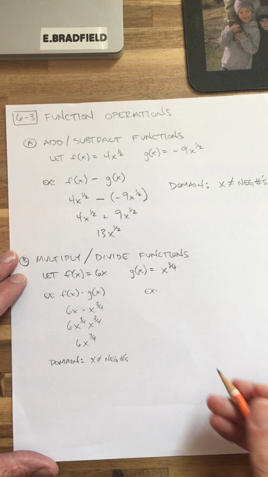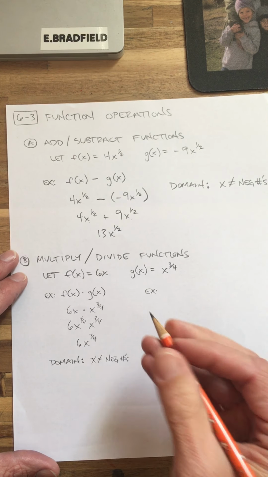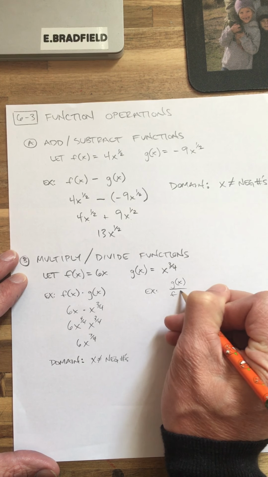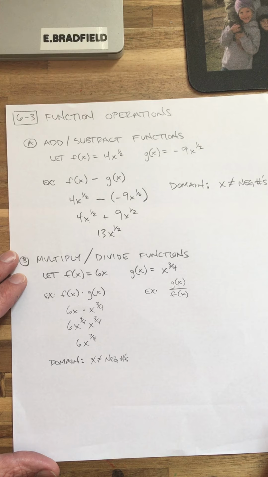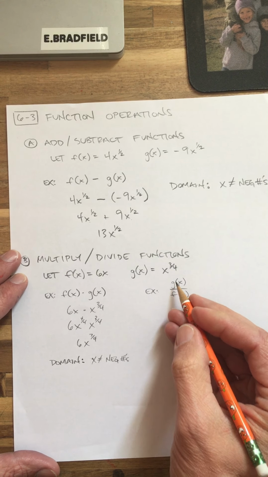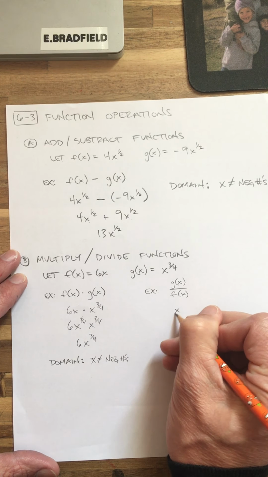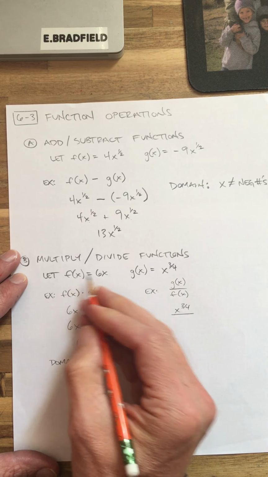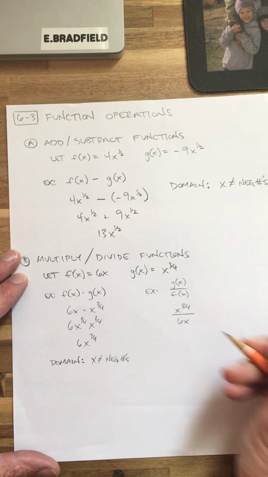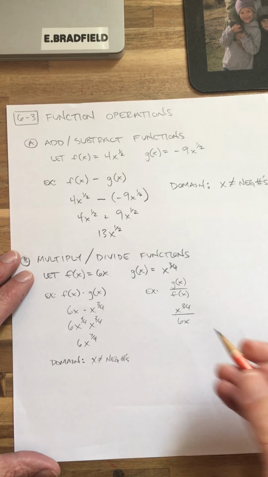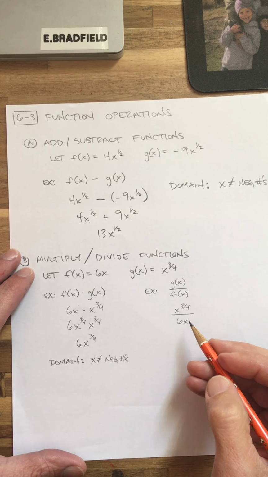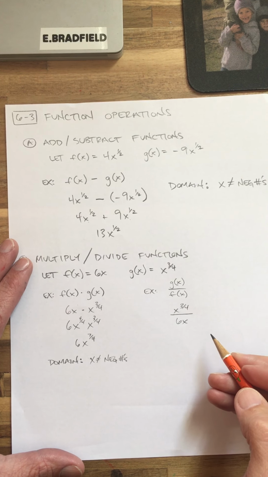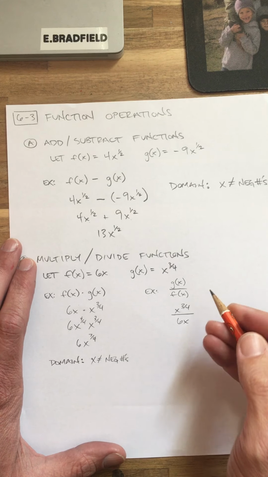Let's do g of x over f of x. g of x divided by f of x. So here we go. g of x is x to the 3/4, so we have x to the 3/4 divided by f of x, which is 6x. Let's simplify this. This might get ugly.